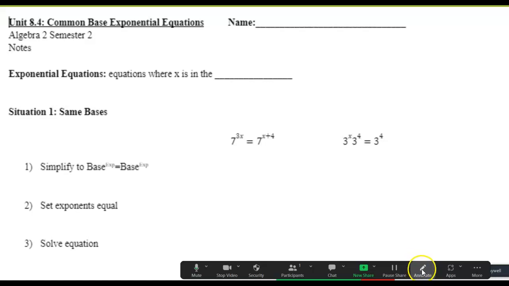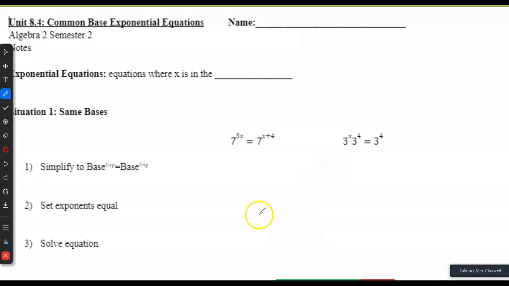But we are going to do 8.4, solving exponential equations with common base, through a video. So thanks for following along in your notes. Exponential equations are where x is the exponent.